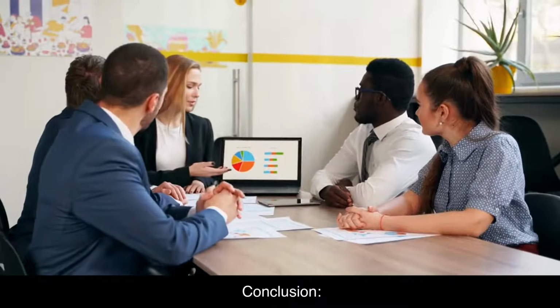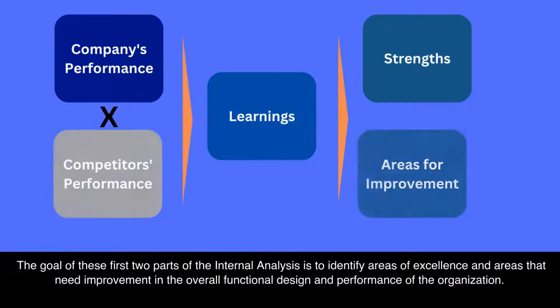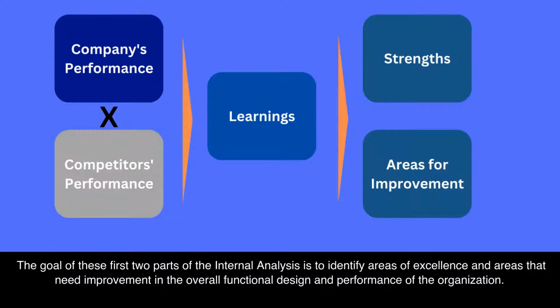Conclusion. The goal of these first two parts of the internal analysis is to identify areas of excellence and areas that need improvement in the overall functional design and performance of the organization.